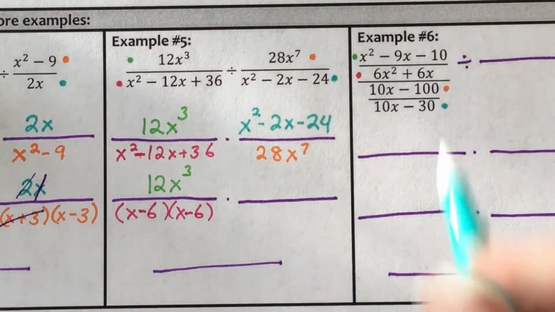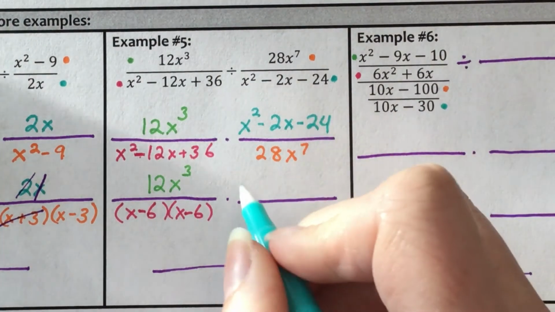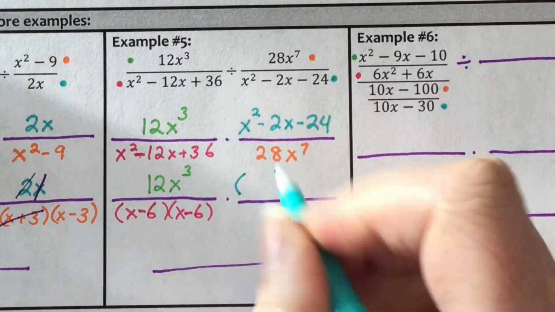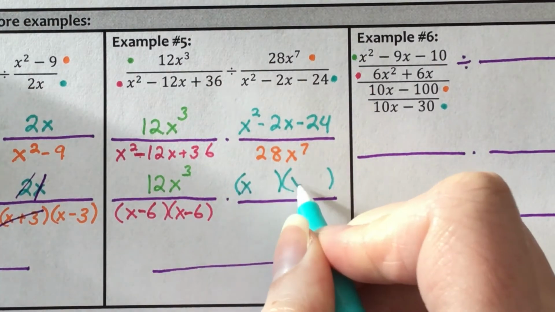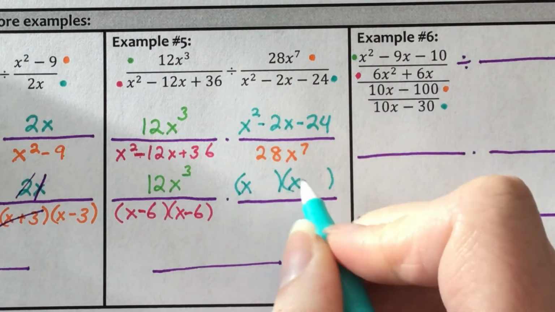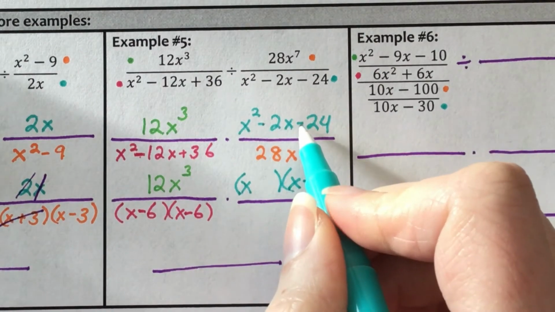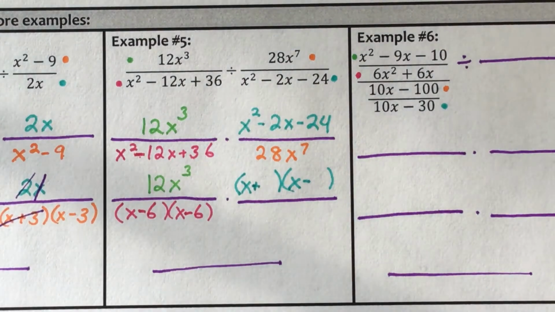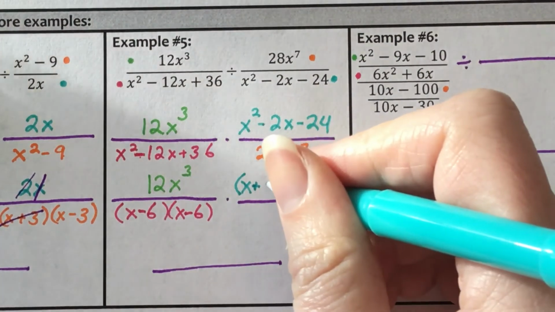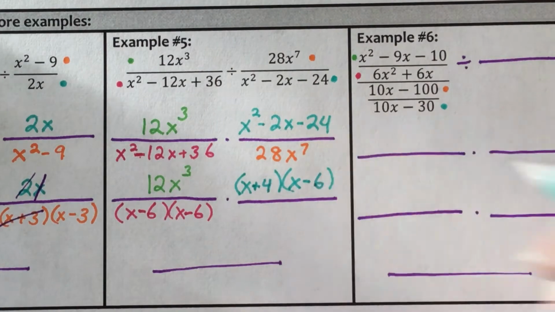Okay, blue. This is another shortcut trinomial. Okay, so x and x. Big sign is negative. Small sign has the opposite. Plus. Okay, how about positive 4 and negative 6?